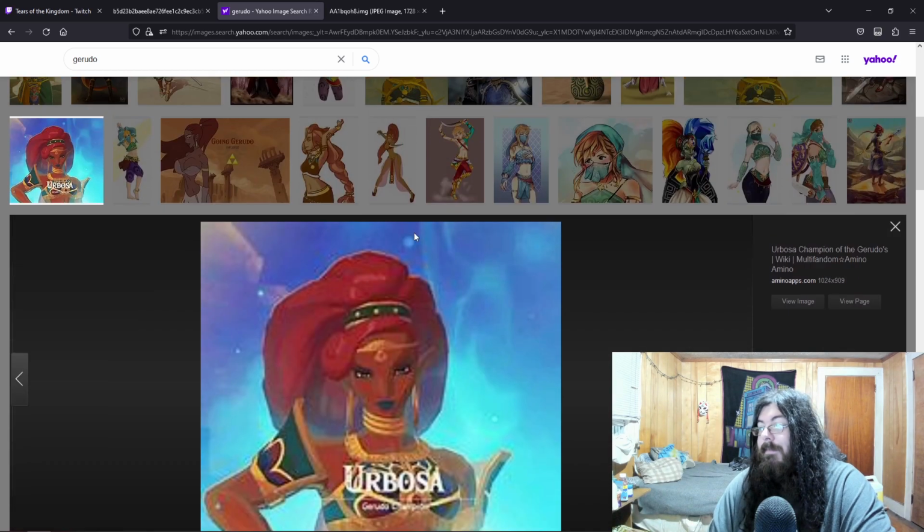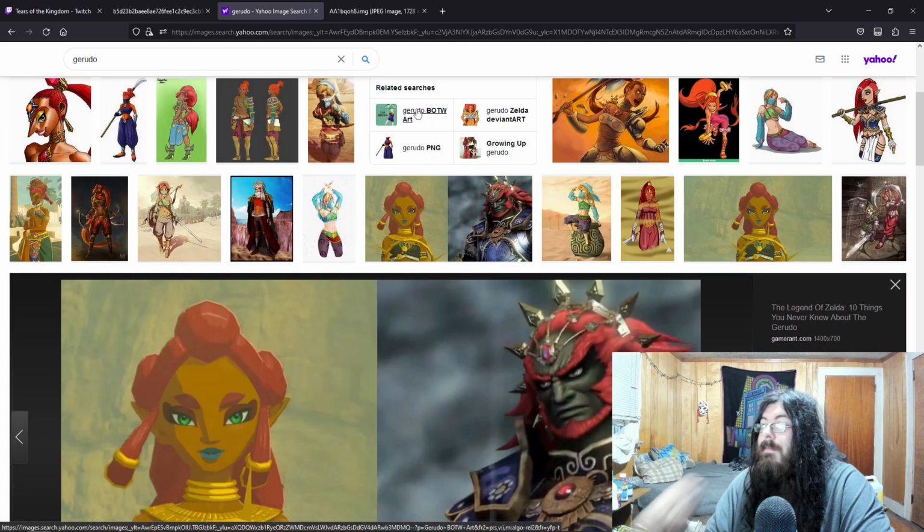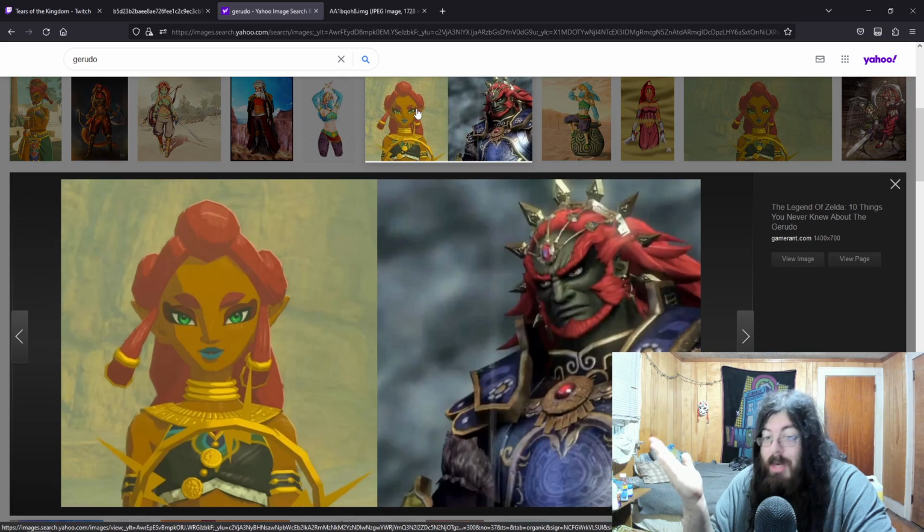Urbosa. Riju. They all have red hair. That is like a staple of Gerudo women. They have red hair.